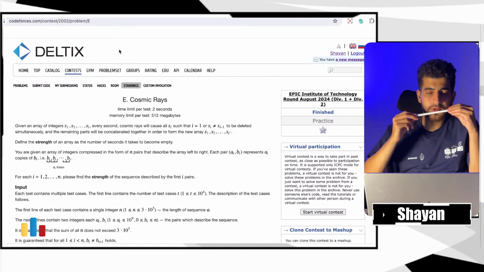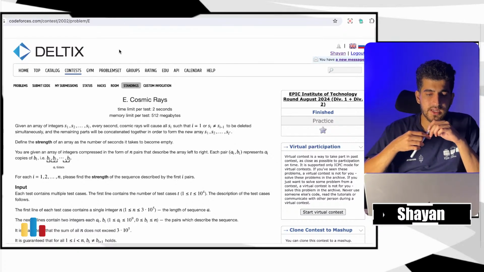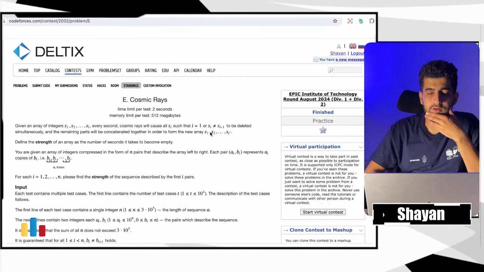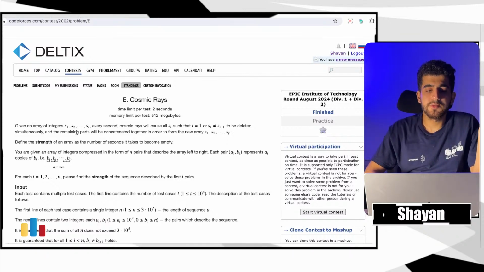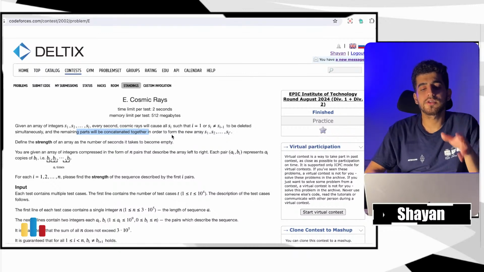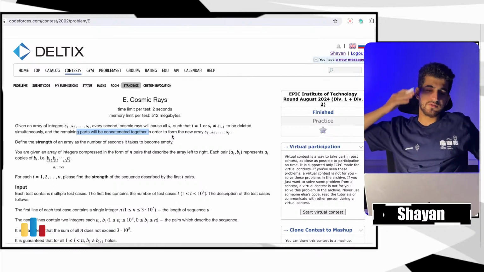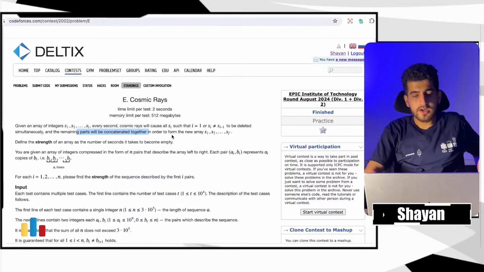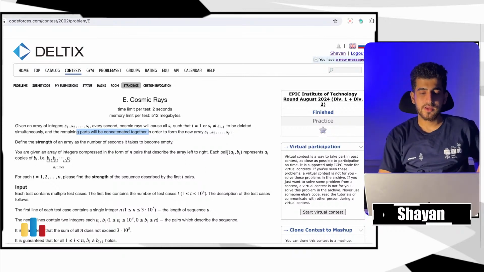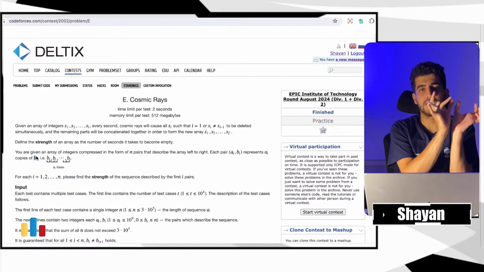Problem E: given an array of integers s_1, s_2 to s_l, every second cosmic rays will cause s_i such that i is equal to 1 or s_i is not equal to s_{i-1} to be deleted simultaneously. The remaining parts will be concatenated together in order to form the new array s'_1, s'_2 to s'_{l'}. You define the strength of an array as the number of seconds it takes to become empty, and you are given an array in a compressed way. You have several pairs (a_i, b_i), each representing a_i copies of b_i. So your array is the concatenation of all this.